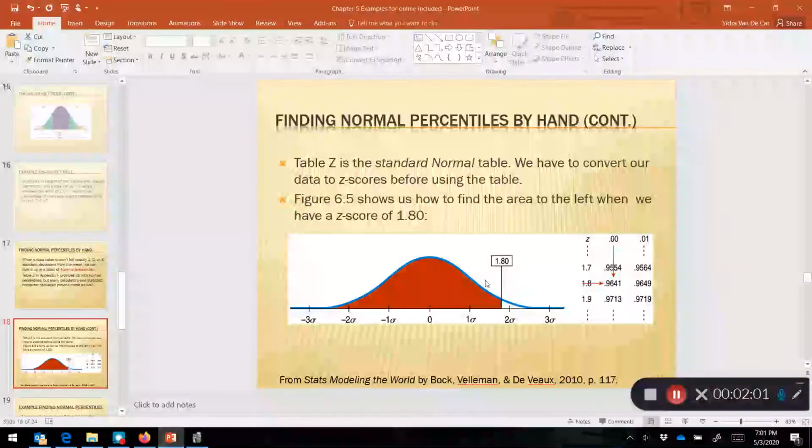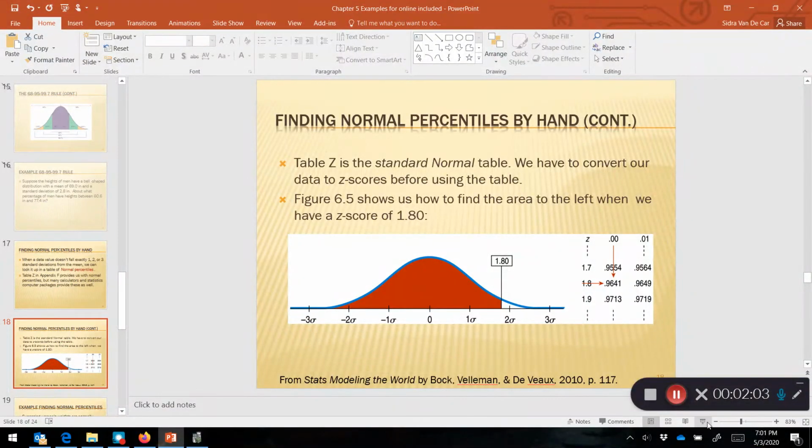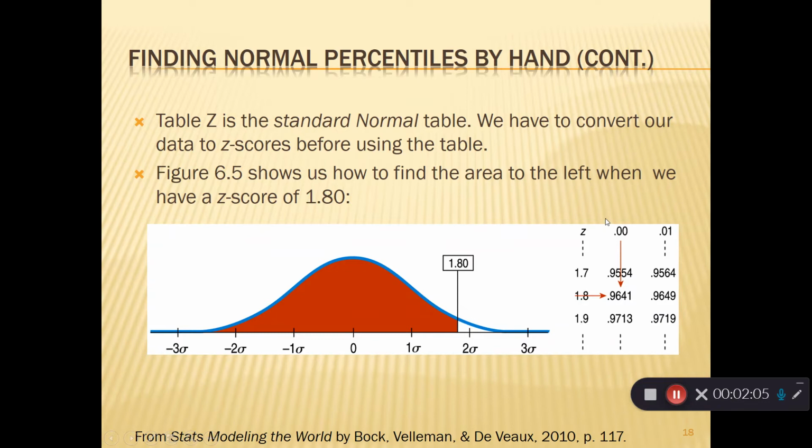So that's what we're doing here with this slide. This is showing you the first 2 digits of the z are here, the last digit of the z, the second decimal place, is up at the top of the column, and it's always the area to the left of that number that's in the table.